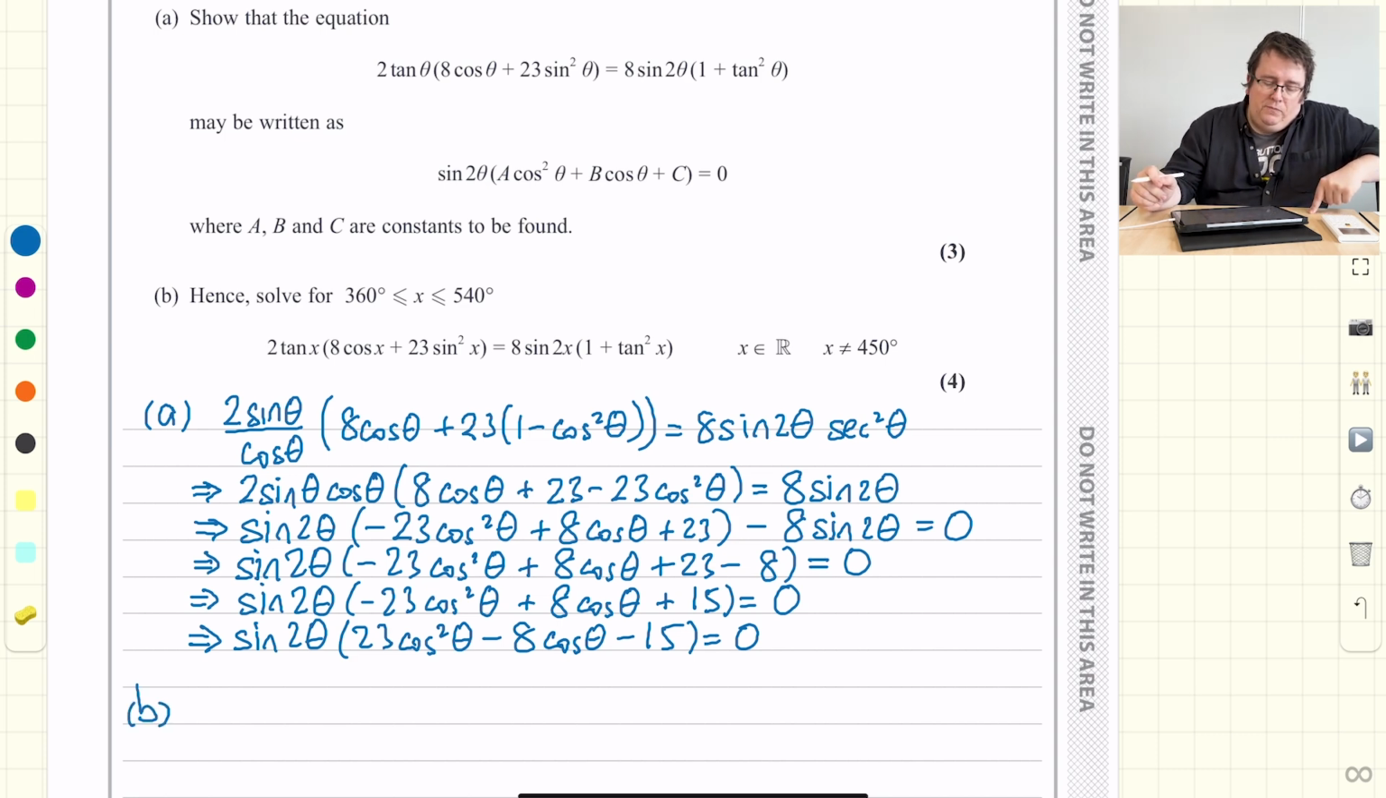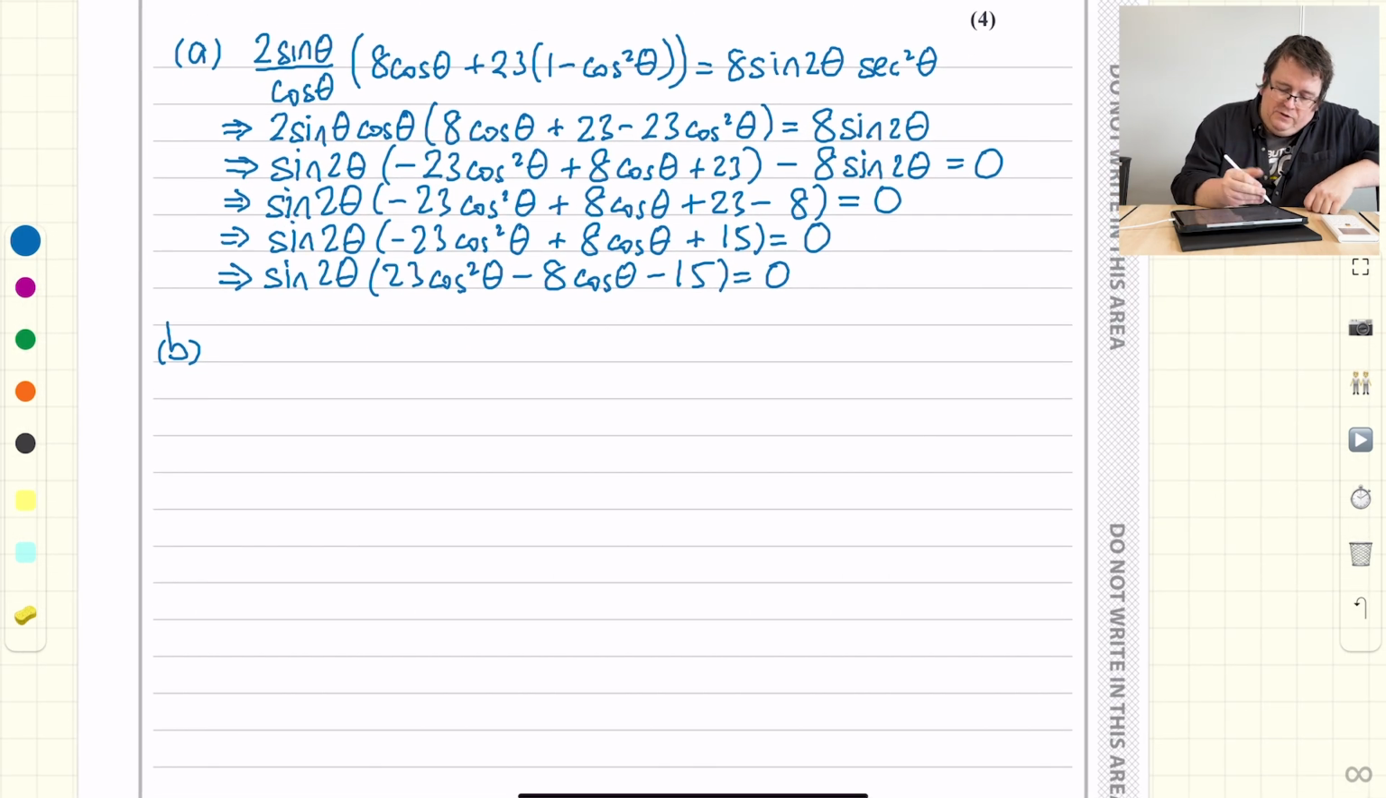Hence, solve for 360 degrees to 540 degrees inclusive. 2 tan x, 8 cosine x plus 23 sine squared x equals 8 sine 2x, 1 plus tan squared x, where x is a real number and x is not equal to 450 degrees. Okay, so comparing these two, everything looks the same apart from the theta's being x.